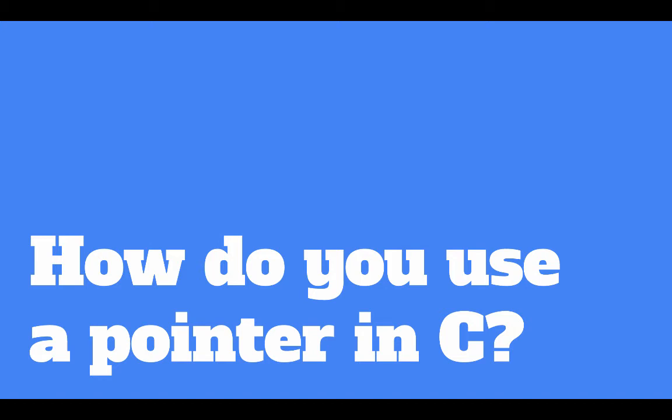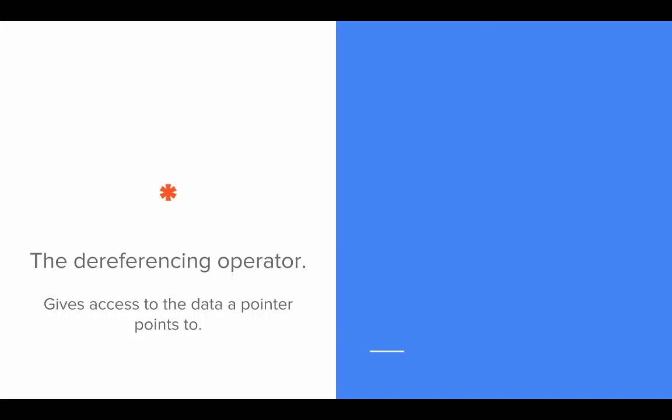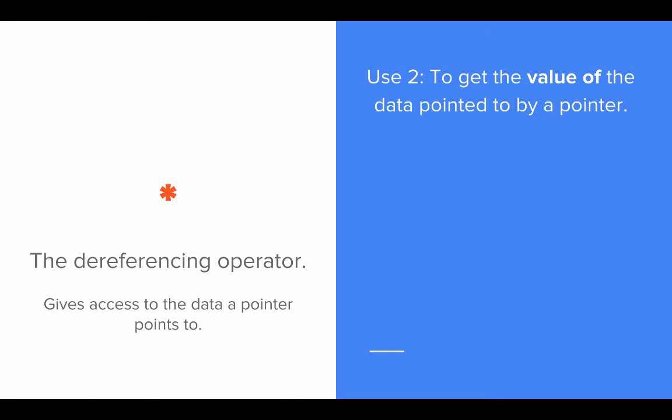So once we have this pointer relationship set up, how can we use this? We're going to see our dereferencing operator again. So the dereferencing operator, remember, gives access to the data that a pointer points to. I said that there were two uses. The first that we talked about was using it to actually declare a pointer variable. So we need to say that it is an int pointer. The second use is once we have a pointer set up, we need to get the value of the data pointed to by a pointer.